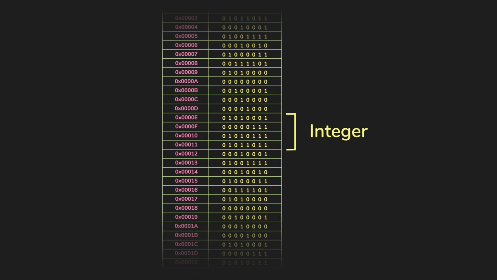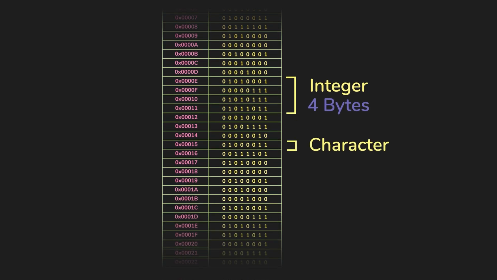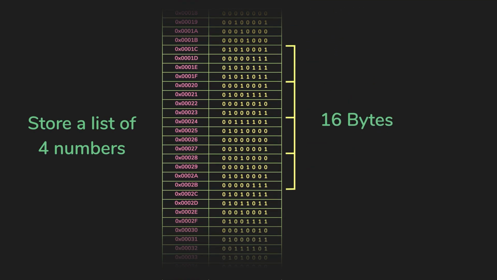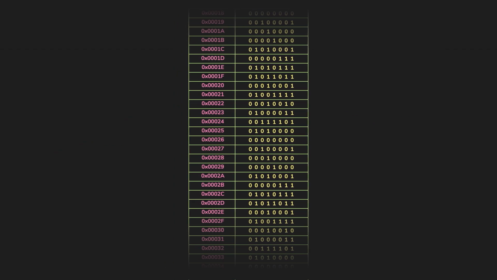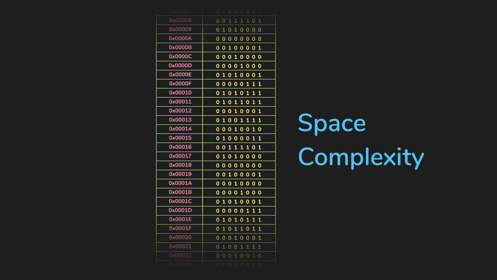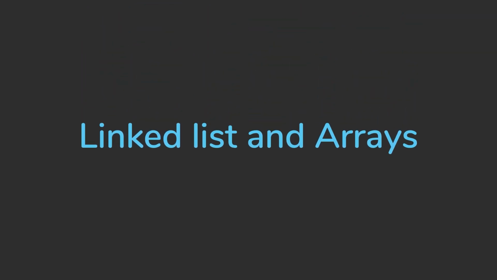Some data types require more memory than others. For example, a typical integer is usually 4 bytes long, while a character in a string only takes 1 byte. So if you have a list of 4 numbers, you would use up 16 bytes of memory. For this course, you actually don't need to know precisely how many bytes each data type occupies, because we'll be only looking at memory usage in terms of space complexity, which is similar to time complexity, but instead of time, it's space in memory.